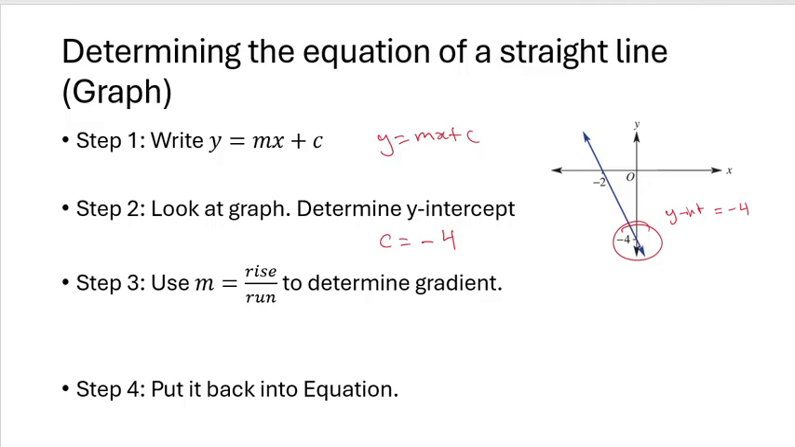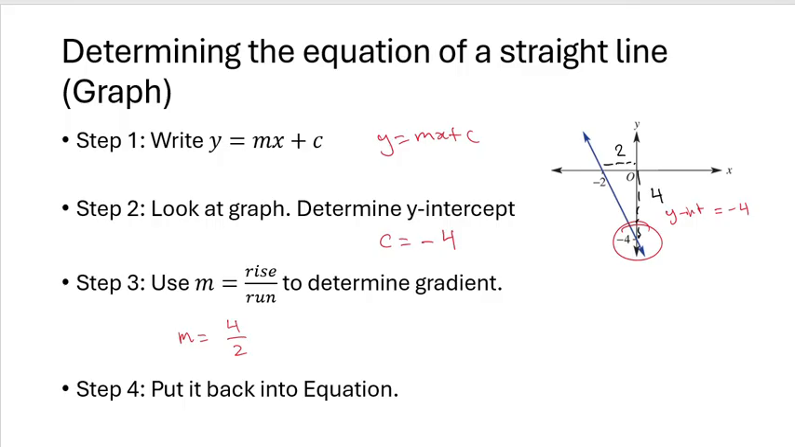Now step 3 mentions to use m equals rise over run to determine the gradient. So let's just draw ourselves some triangles. Let's just determine the rise and the run. So the run's going to be 2, the rise is going to be 4. Okay, so with that in mind, let's substitute the values in. M equals 4 over 2.